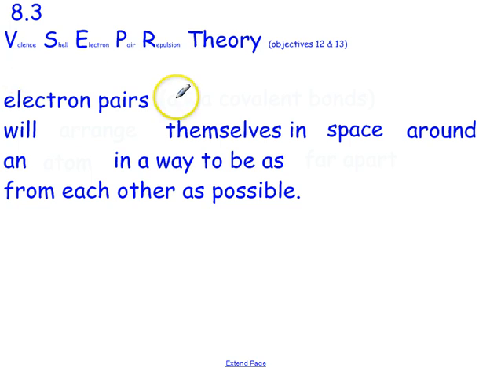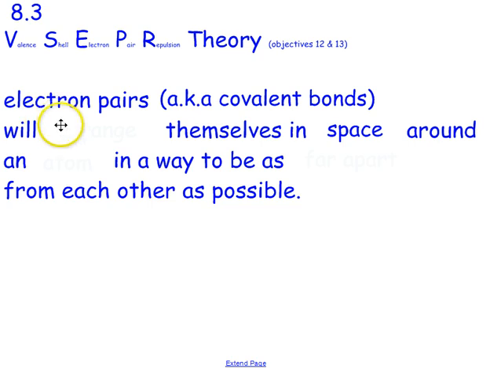Electron pairs, also known as covalent bonds, will arrange themselves in space around an atom in a way to be as far apart from each other as possible. So covalent bonds, which consist of 2 electrons, are all going to push against each other because they're made up of negative particles and they just want to be as far apart from each other as possible. So VSEPR theory is the theory that describes the shape of various molecules.